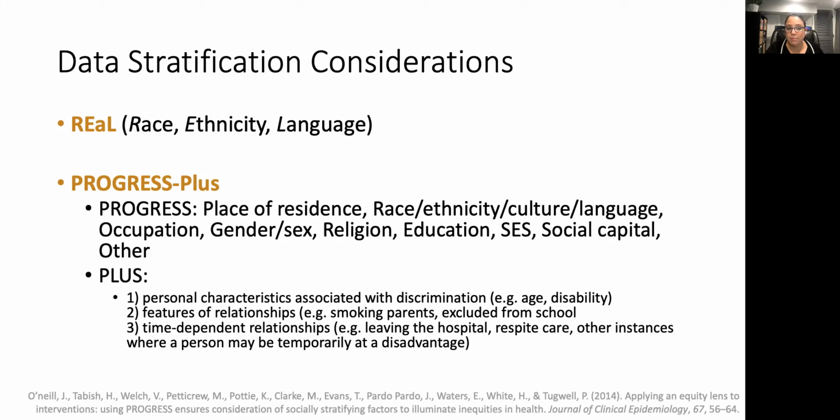PROGRESS is an acronym that stands for place of residence, race, ethnicity, culture, language, occupation, gender, sex, religion, education, socioeconomic status, social capital, and other. The Plus stands for personal characteristics associated with discrimination, features of relationships, and time-dependent relationships. To start, look to see what data are currently being collected either through your electronic medical record or other mechanism.